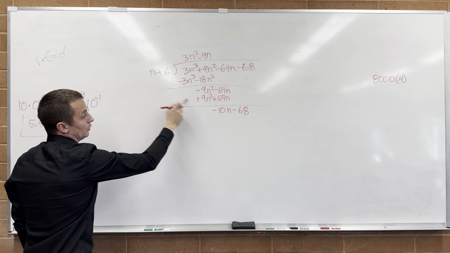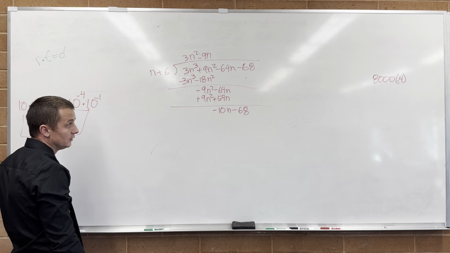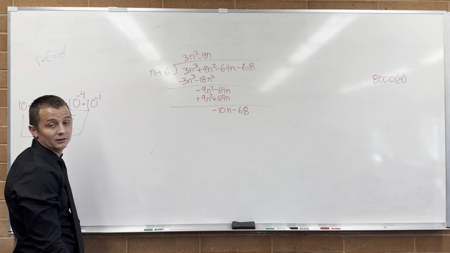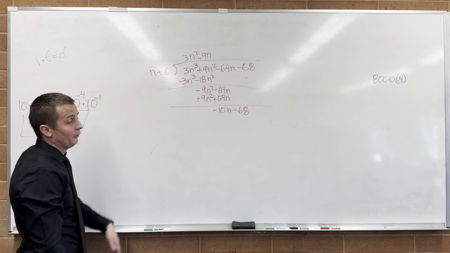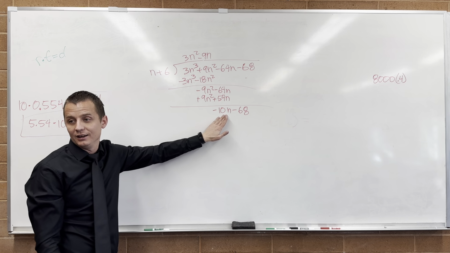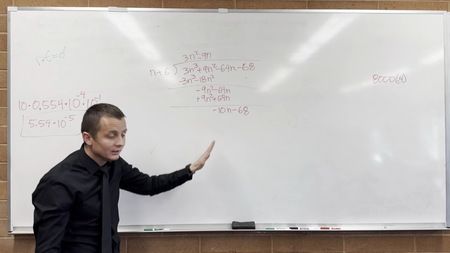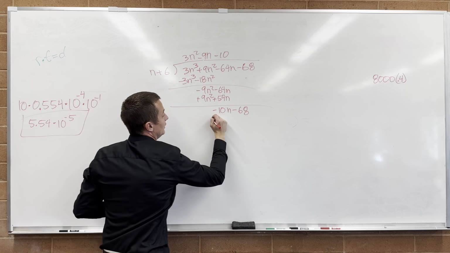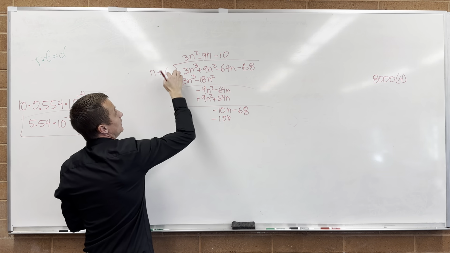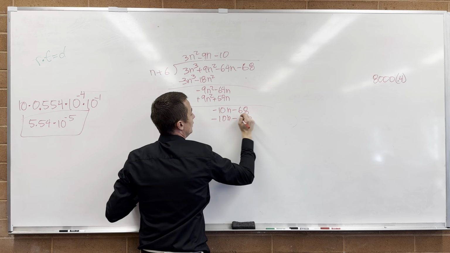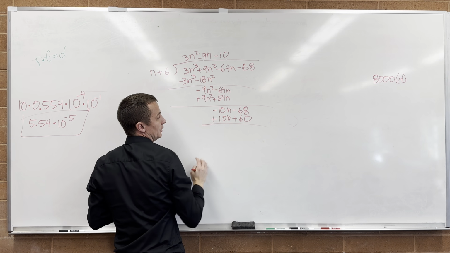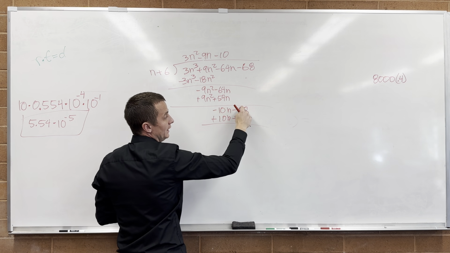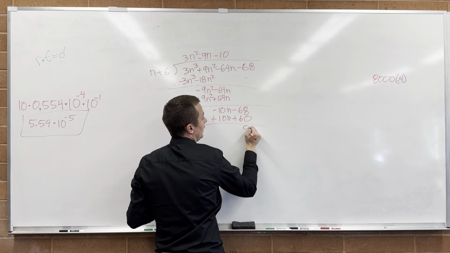How many times does n go into minus 10n? Negative 10 times. So that's just minus 10. Negative 10 times that, negative 10n. Negative 10 times 6 is minus 60. We're subtracting, so that becomes positive, that becomes positive. Those cancel out. Negative 68 and positive 60 leaves us with negative 8.